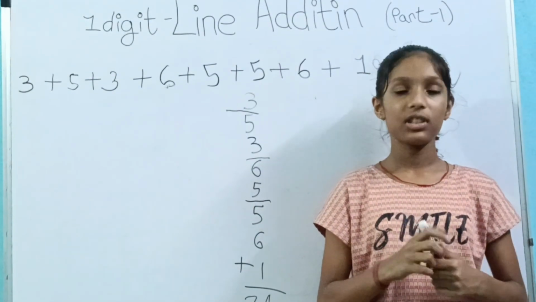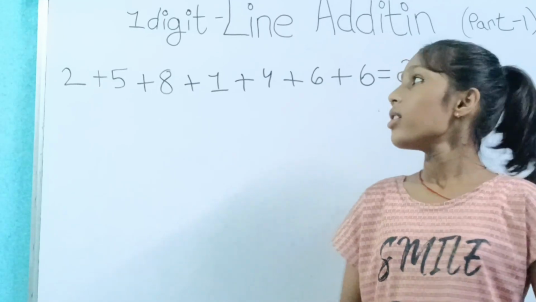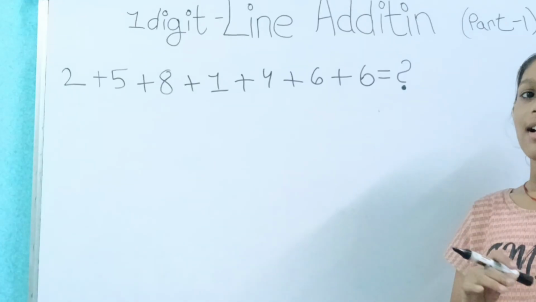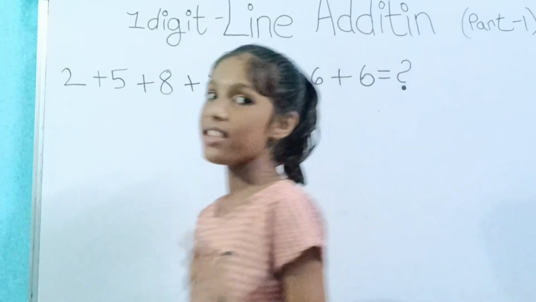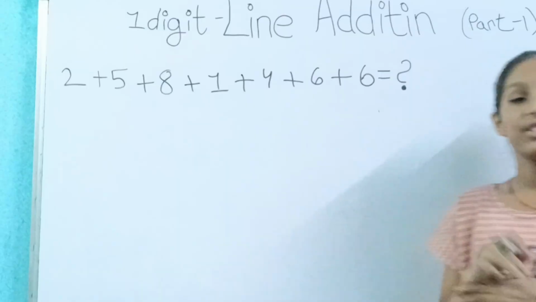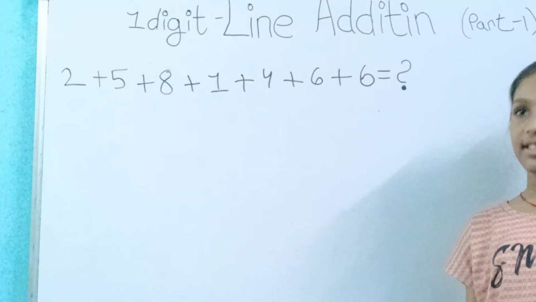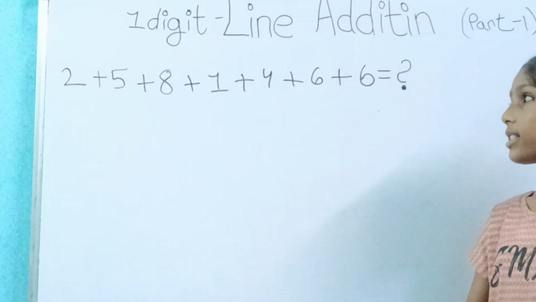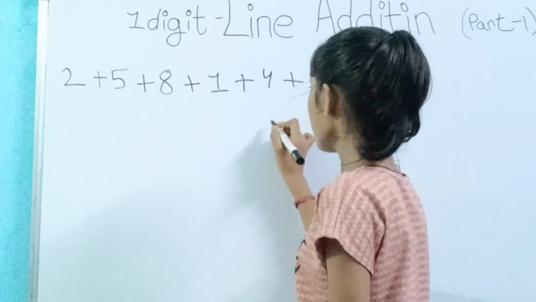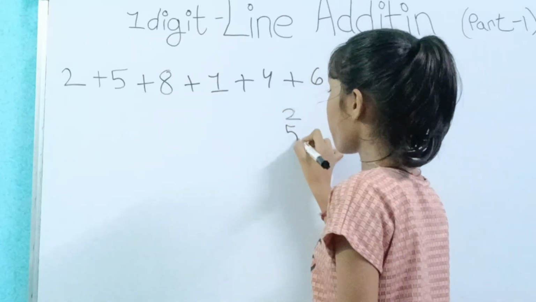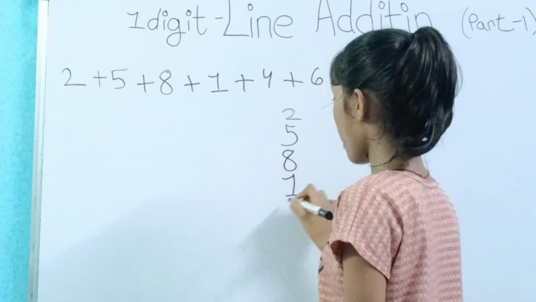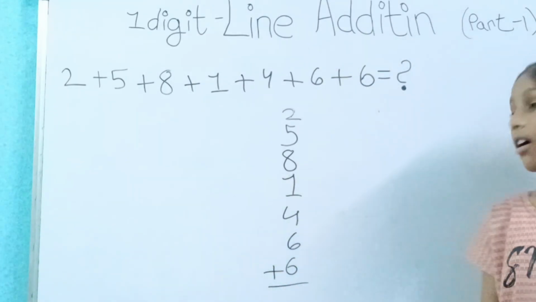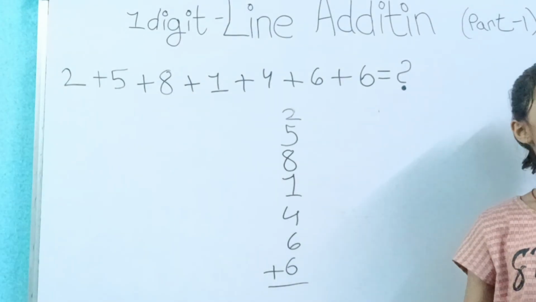So I'll give you a third example to understand better. Here's another question: 2 plus 5 plus 8 plus 1 plus 4 plus 6 and 6 again. Now here we can tell the answer directly, but we are learning how to write it stepwise, not just say the answer directly. It's good to do that also, but right now we are going to learn it by writing in a column. So here 2, 5, 8, 1, 4, 6, 6 and plus here. Now the first step, we'll make a dash wherever we get above 10 or exactly 10.